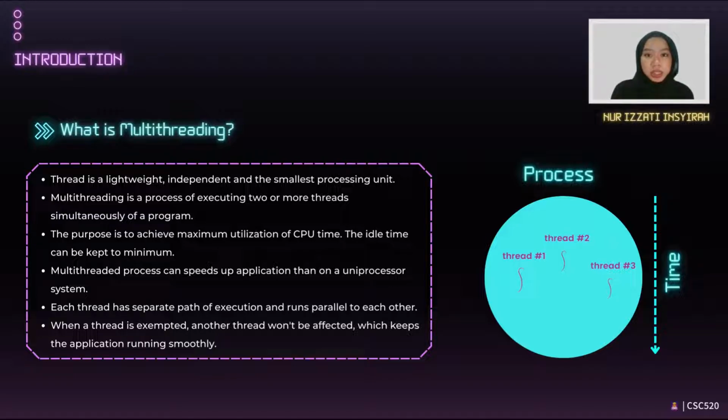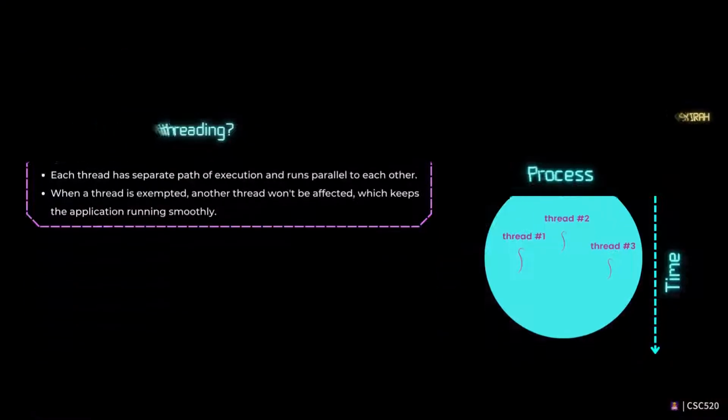thread is retrieving resources. Each thread follows a specific path of execution and runs parallel to each other. With this, another thread won't be affected when another thread is blocked and can run as usual. This can maintain the application to run more smoothly.